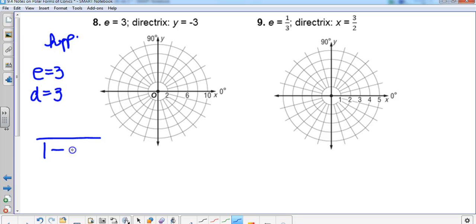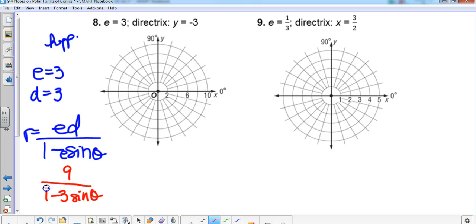1 minus, and the fact that it's Y means sine. Yep. Oops, I forgot the E out there. There should be E. You don't have to have it memorized, okay? What are we going to do? E times D on the top becomes 9. On the bottom, 1 minus E sine theta becomes 1 minus 3 sine theta. And we're supposed to graph it.